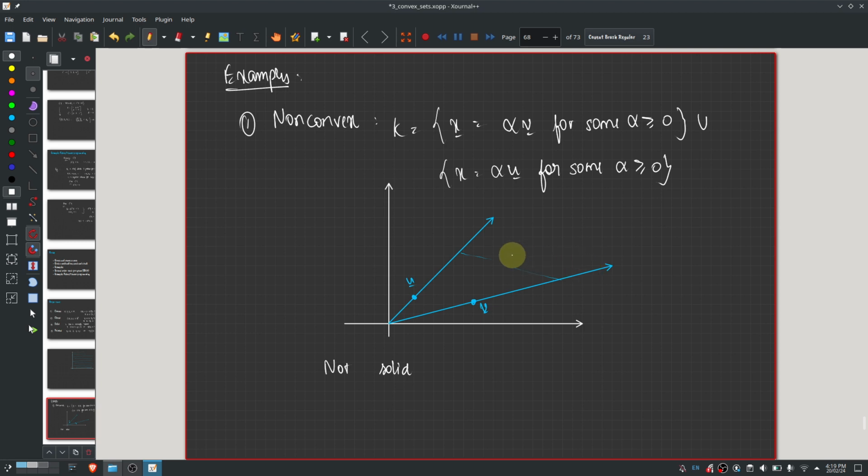Now, what else can I do? I can also take sequences of points both from alpha times u and beta times v, right? Or maybe I can take a point from here, next I take a point from here, and so on. Now, if this sequence has to converge, maybe I take an alternating sequence. I alternately take points from this ray and this ray. If this sequence converges, where can it possibly converge to? Either it has to converge to one of them, right? But if it is continuously alternating, then at what point can it possibly converge to?